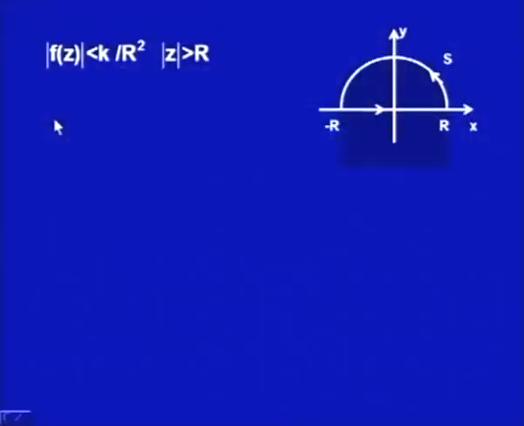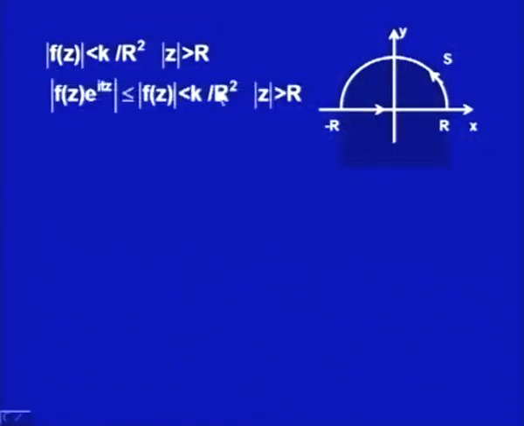So, as in the previous case, here also we have obtained that the absolute value of f(z) is bounded above by k upon r squared, and the integrand f(z) e to the power i t z is bounded by the absolute value of f(z), which is bounded by k by r squared. So, now what we have got is that the absolute value of f(z) e to the power i t z is less than or equal to the absolute value of f(z), which is bounded above by k by r squared for mod z greater than or equal to r.